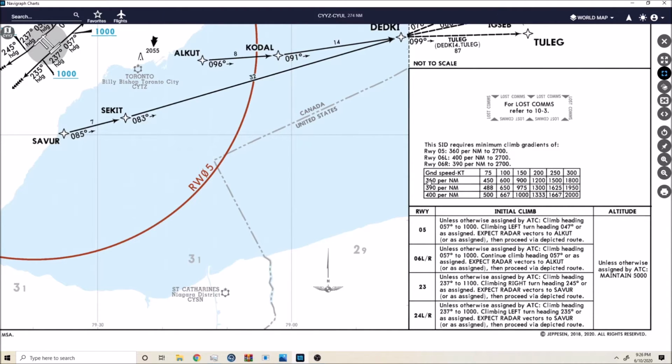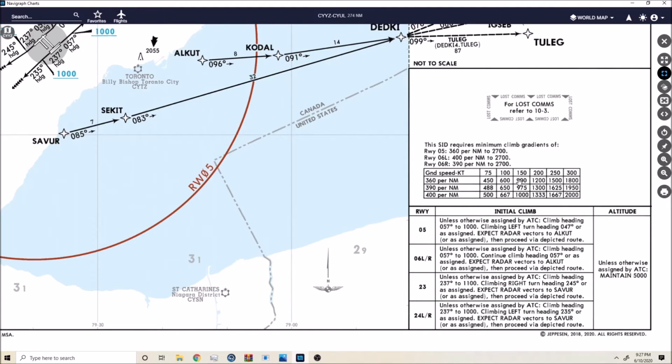So if you look here, 360 feet per nautical mile, you find your ground speed on the climb out, and it gives you the feet per minute. So this is required feet per nautical mile, ground speed at the top of the table, and feet per minute inside here. So let's say you need to take off 0.5 and you're a 737. Let's just say your climb out ground speed is planned for 150 knots.